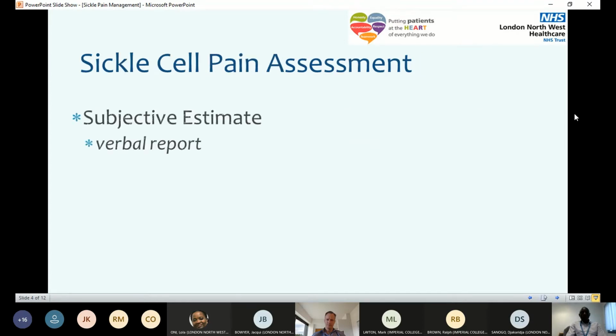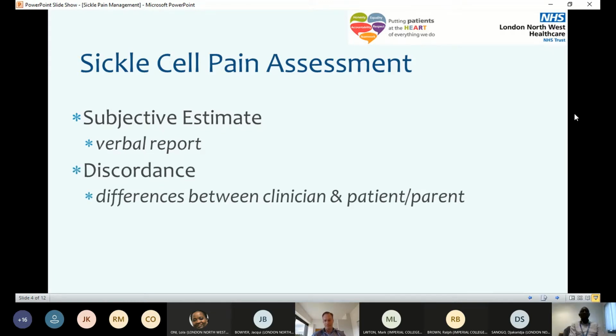So in terms of assessing pain, especially in the, let's say, acute setting, it's basically a subjective estimate, or a verbal report. So we ask the patient how they feel in terms of the pain, and we might ask them a pain score, for example.